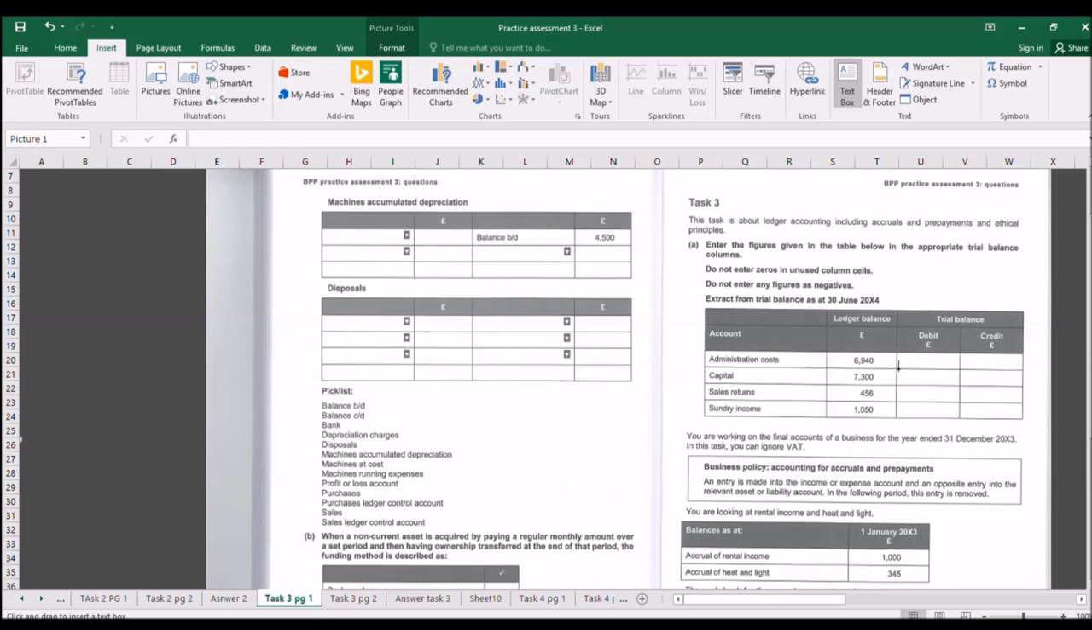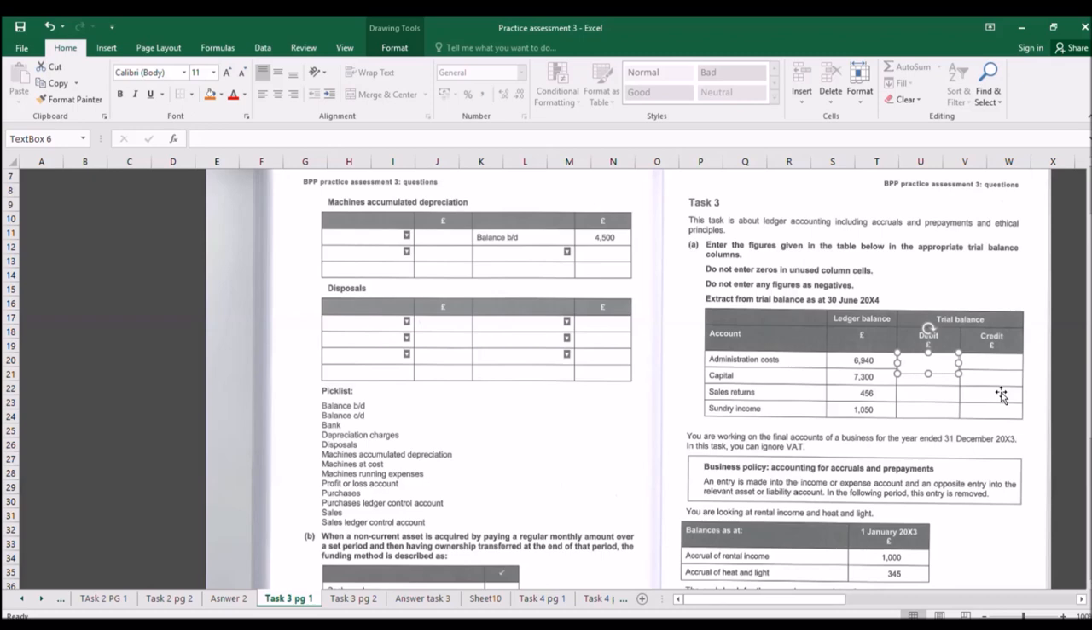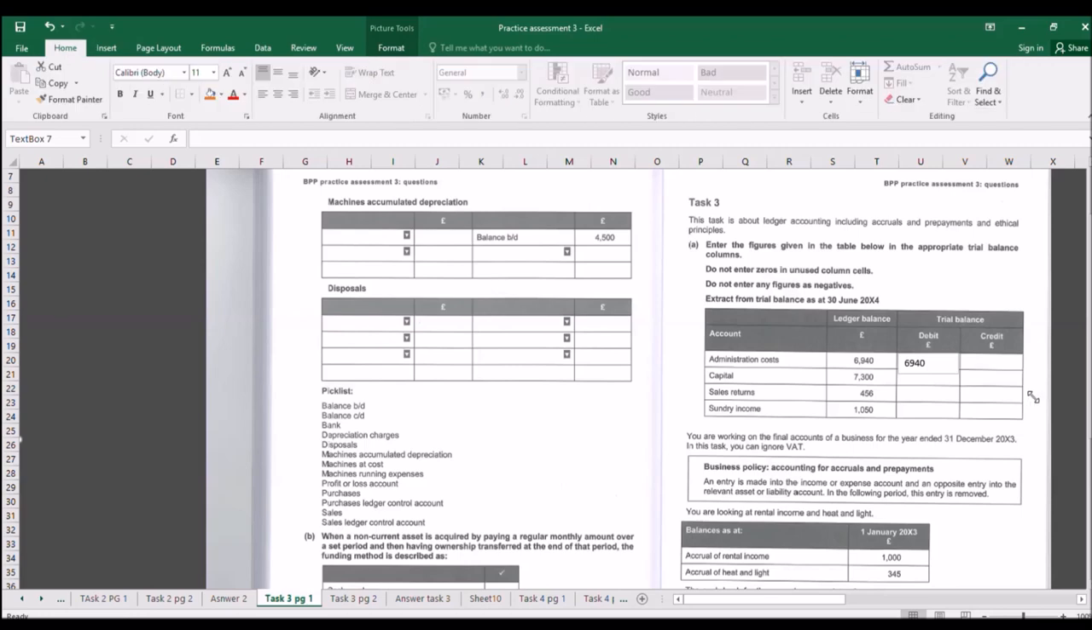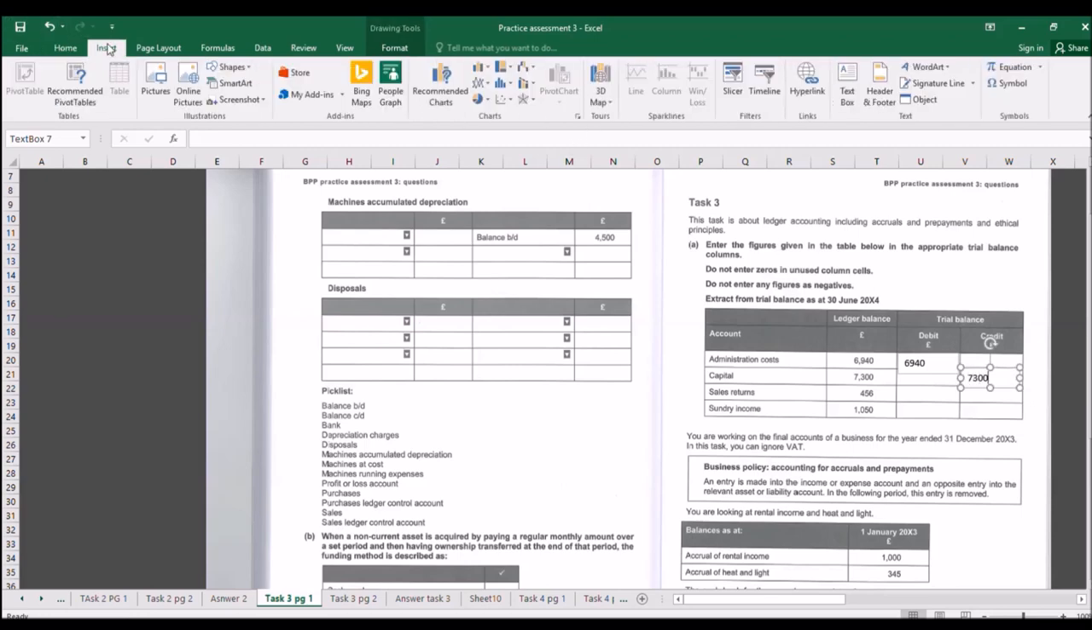Administration costs. A cost means less income available to go to the shareholders, so it's less of a liability to the shareholders, and therefore it is a debit. And capital would be a liability to shareholders from the company, so it's a credit. And sales returns: sales would be a liability to shareholders and would be a credit, so a reduction in those sales would be a debit.